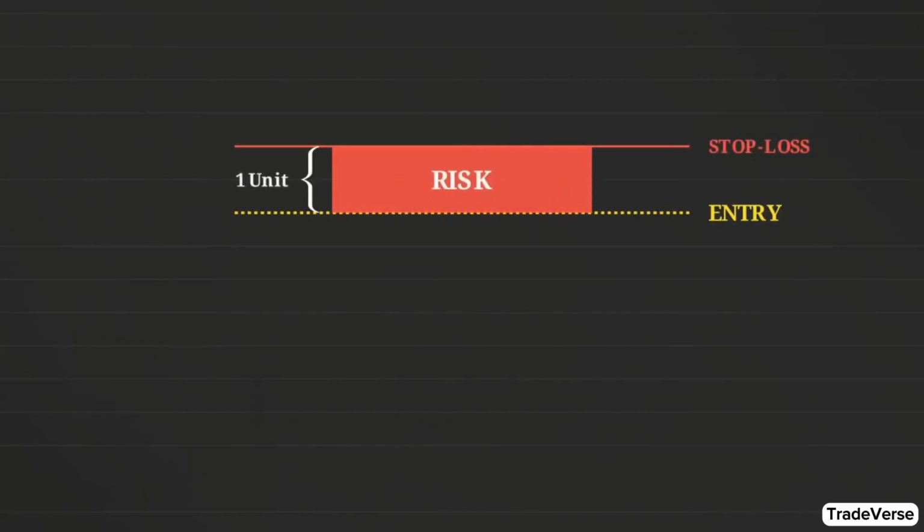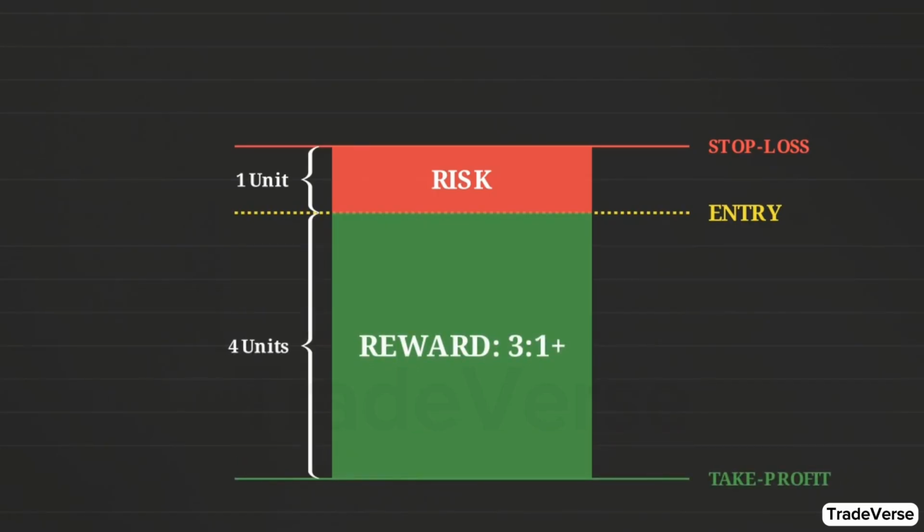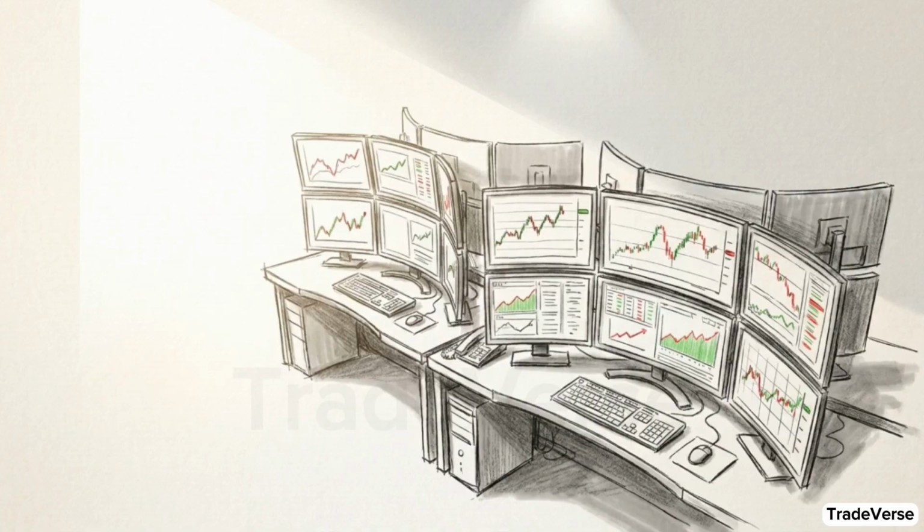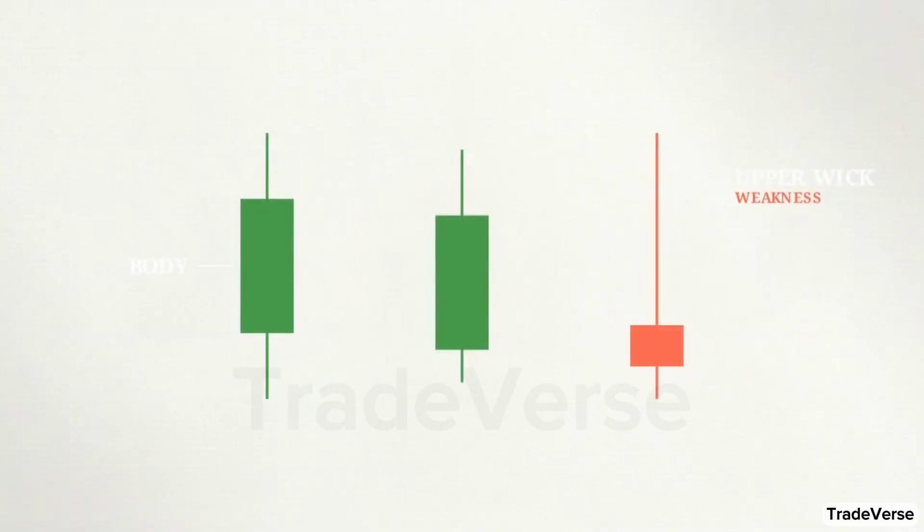By refining where you enter, you can maintain a tight stop loss while looking for take-profit zones of 3-to-1 or higher. Because the setup is based on price action, you can scan for it at any time of day, provided that your chart uses standard candlesticks.